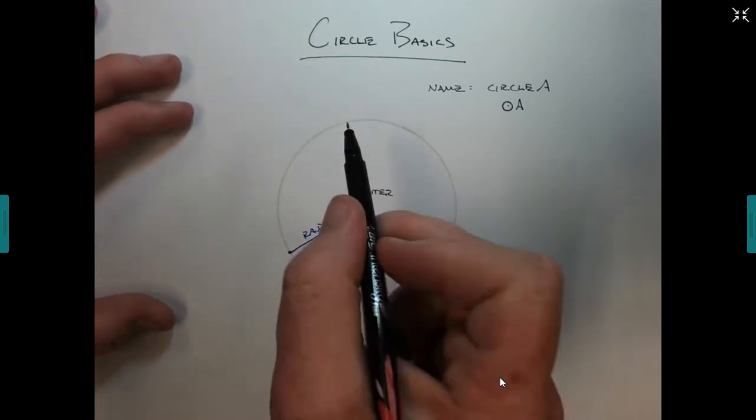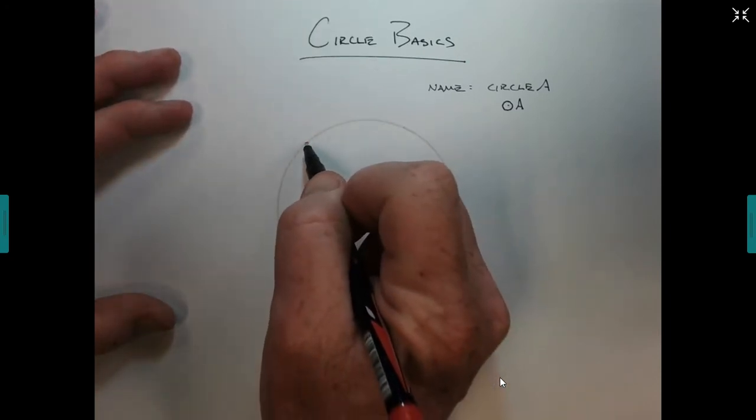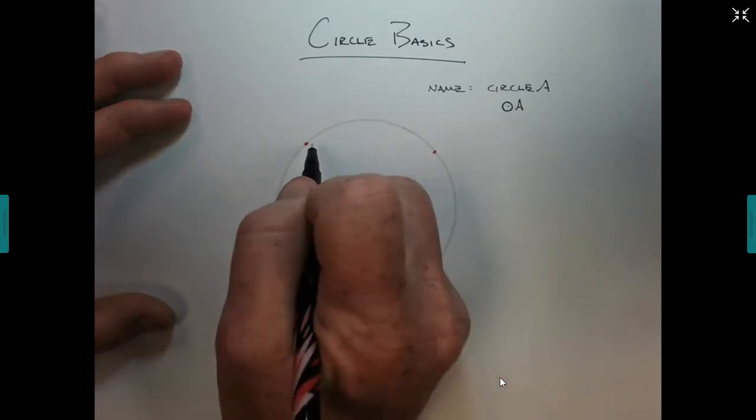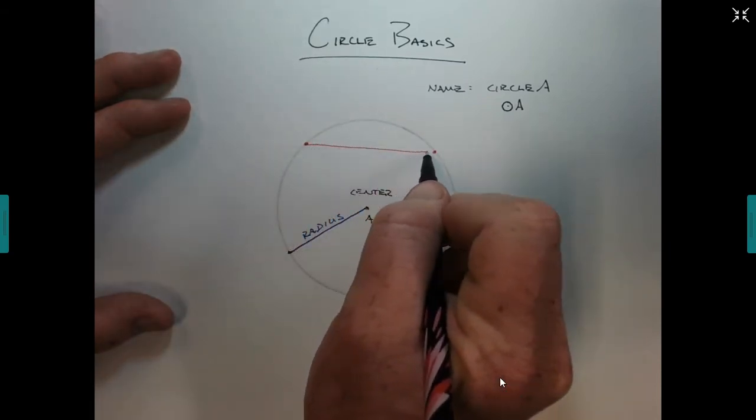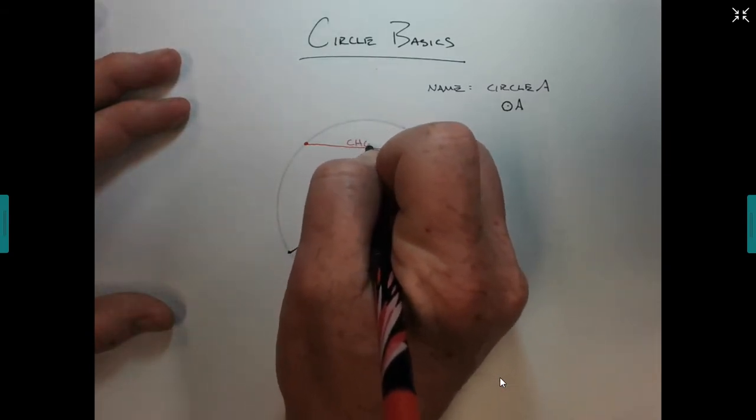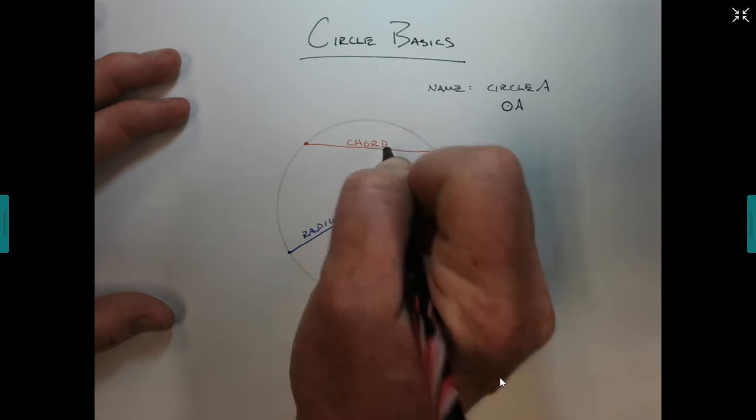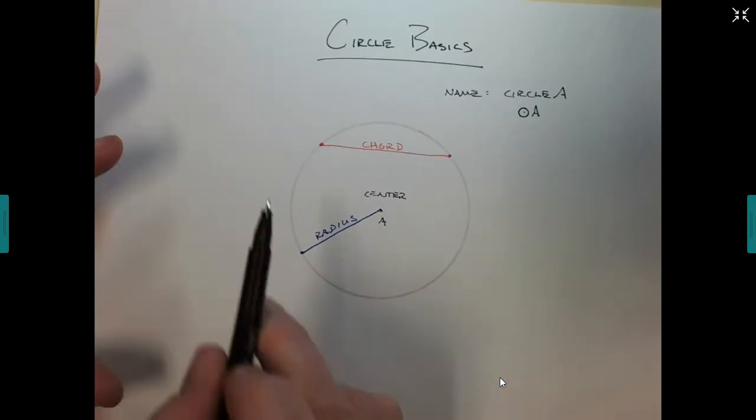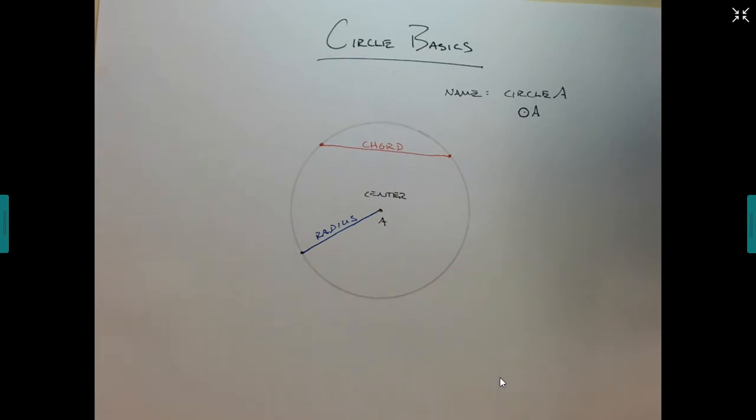If I had a segment whose endpoints are both on the curvature of the circle, this is called a chord, C-H-O-R-D. Again, a segment whose endpoints are on the curvature of the circle.